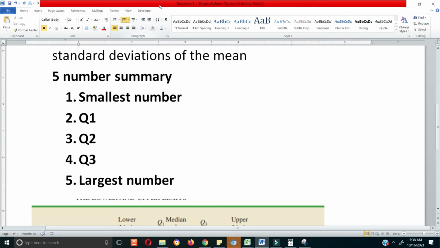The smallest number is going to be Q2 minus 1.5 times the IQR, the interquartile range. So that's where you get the smallest number from. Then the largest number is going to be the median, Q2, plus 1.5 times the interquartile range.